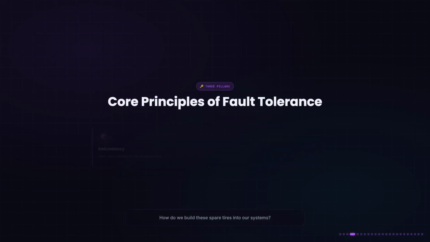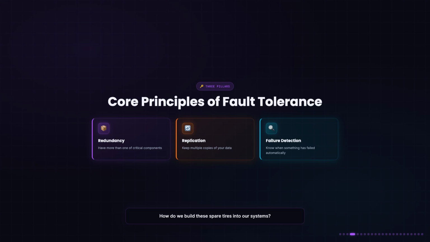How do we build these spare tires into our systems? It comes down to 3 core ideas. Redundancy, having more than one of critical components. Replication, keeping multiple copies of your data. And failure detection, knowing when something has failed.